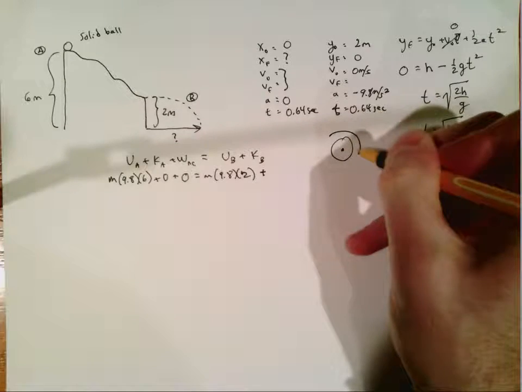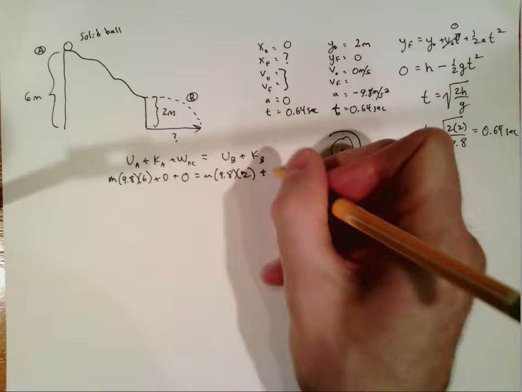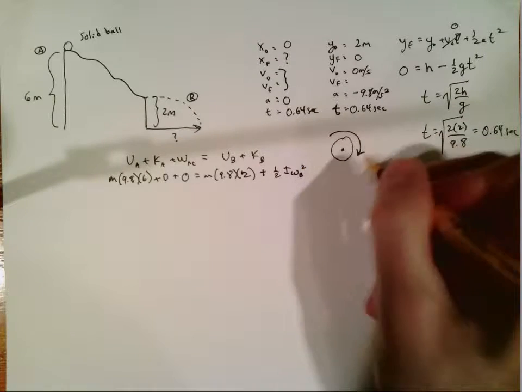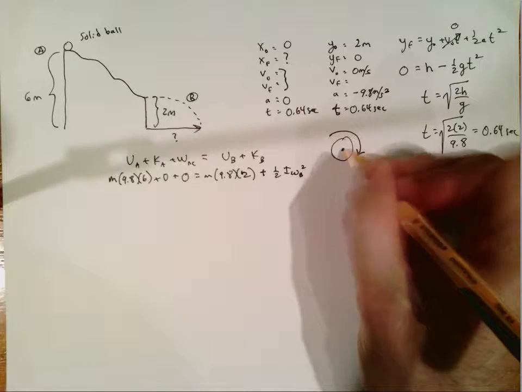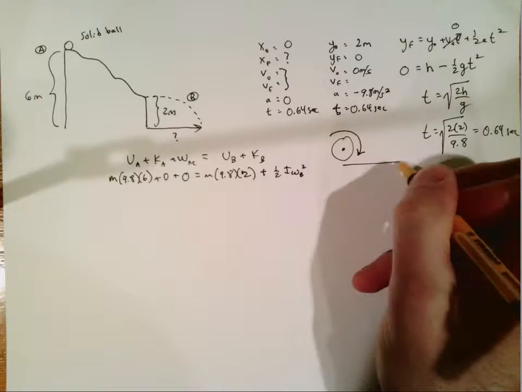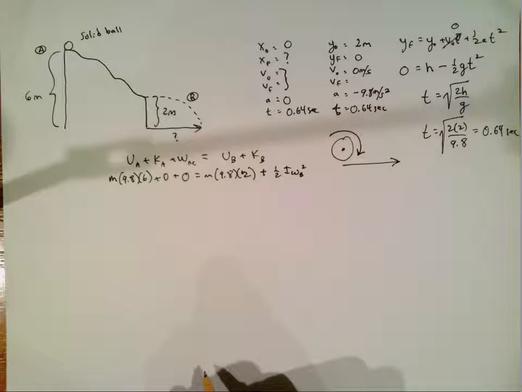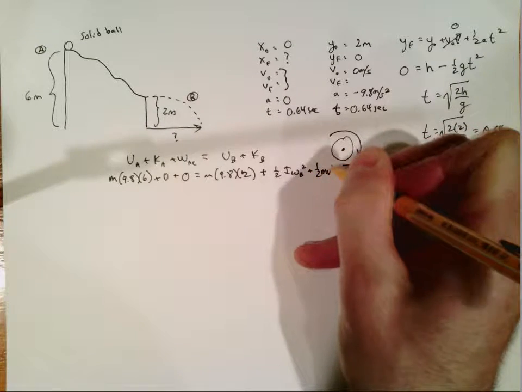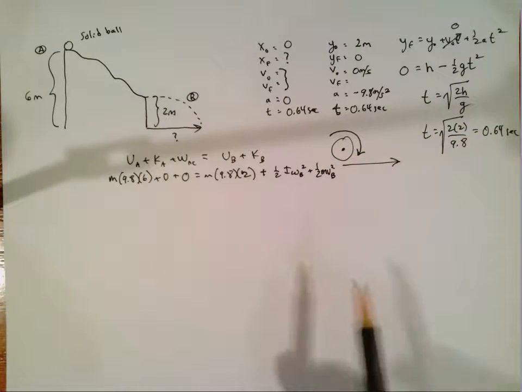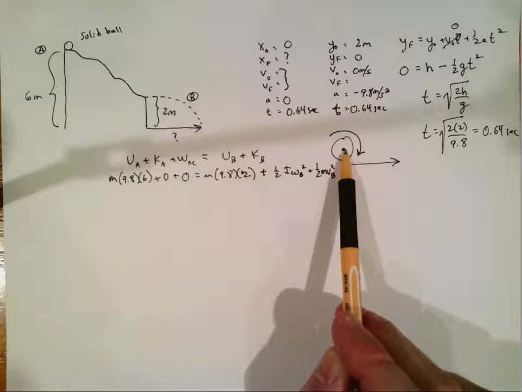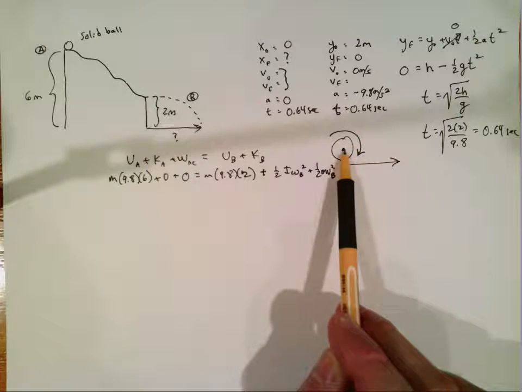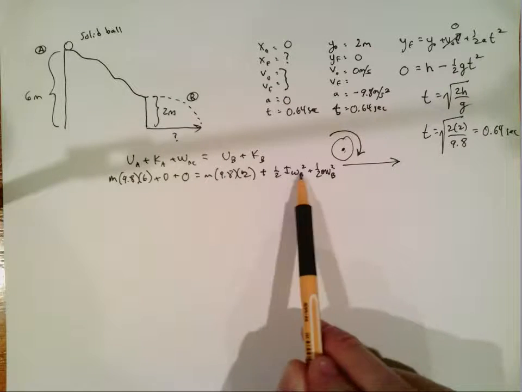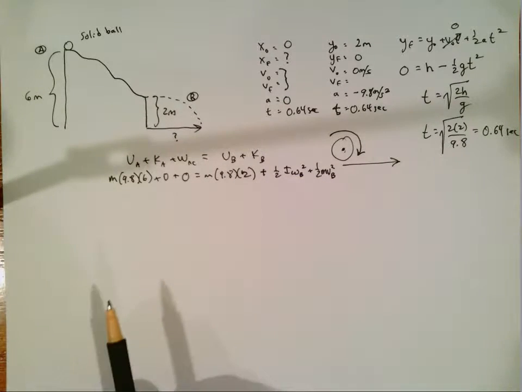On the one hand, it's rotating, and so we need to use 1/2 I omega squared. But on the other hand, the axis of rotation is not staying in place. The axis of rotation itself is moving forward, and that's called translation, and that's 1/2 mv squared. So anytime the axis of rotation is not fixed in place, anytime the axis of rotation is moving, you need to do both 1/2 I omega squared and 1/2 mv squared.